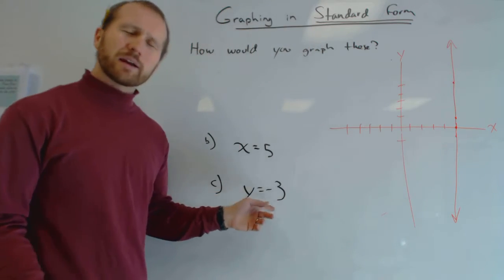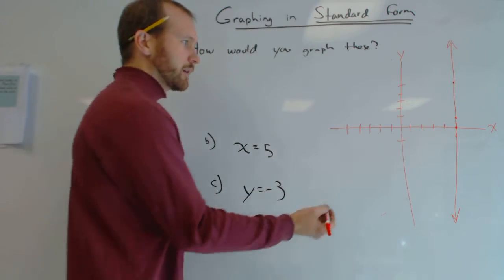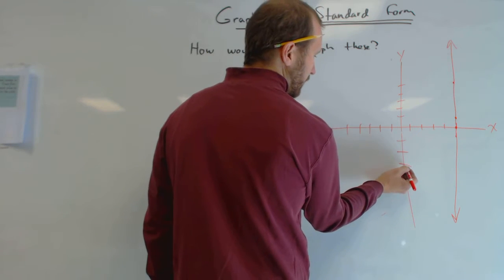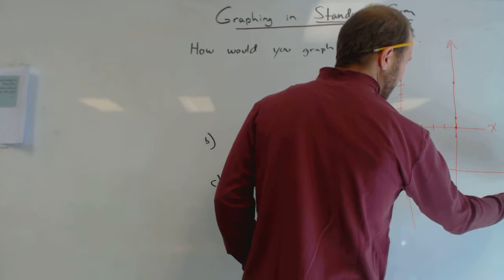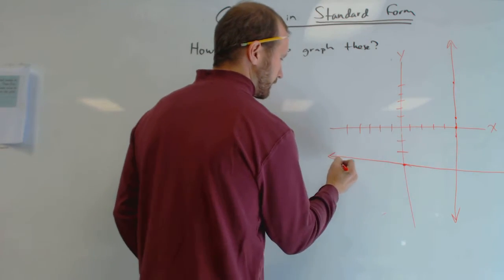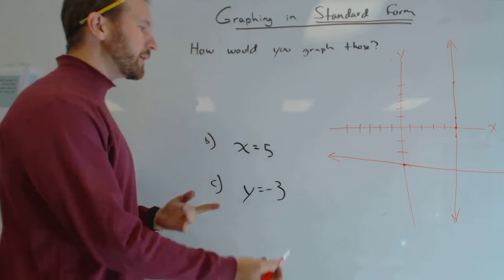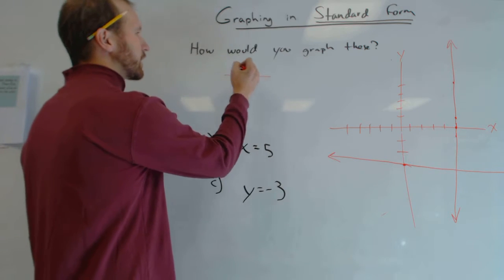Where do you think this would be on the graph? Down 3 on the y. Down 3 on the y, and then what? Just straight, parallel to the x-axis. Parallel to the x-axis. Yeah. Because if you think about it, remember we can always make a t-chart.